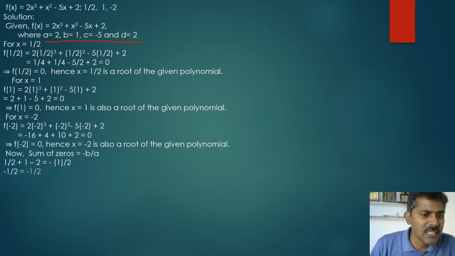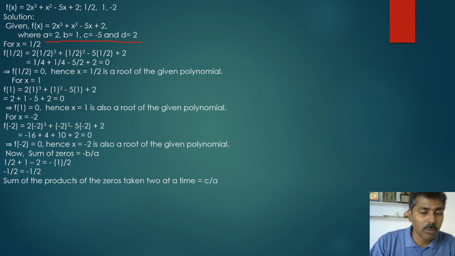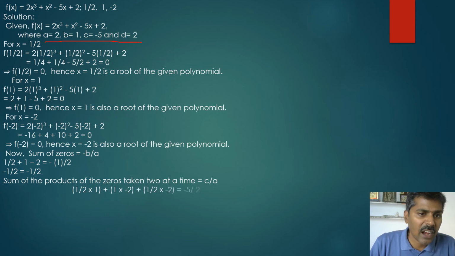So left hand side simplification I will get minus 1 by 2. The right hand side is the same. Now the sum of the products of the zeros taken 2 at a time. Here we have one more. For a third degree expression, the sum of products of the zeros taken 2 at a time is equal to c by a. For that, I have to take two roots at a time, multiply them, and add all those.